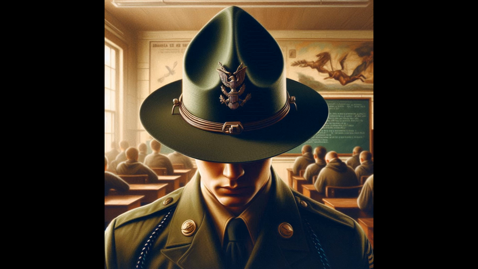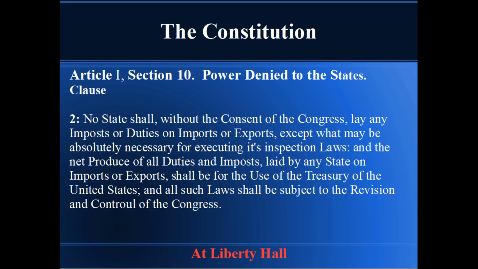1. No state can make treaties, coin money, print bills, pass certain laws, or grant titles of nobility. Article 1, Section 10. Power denied to the states. Clause 2.